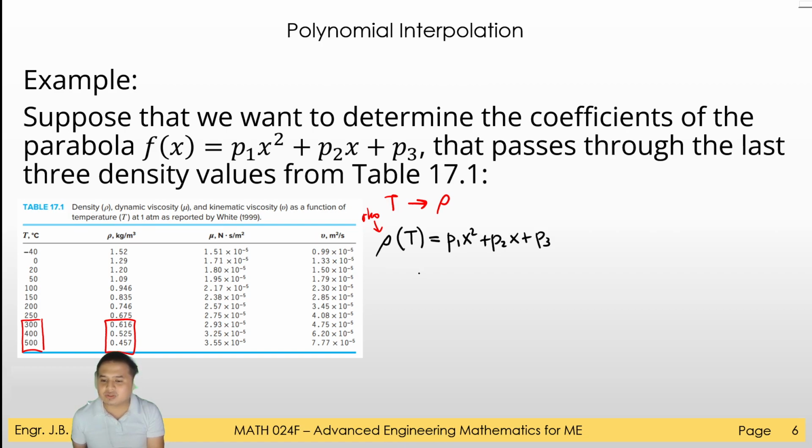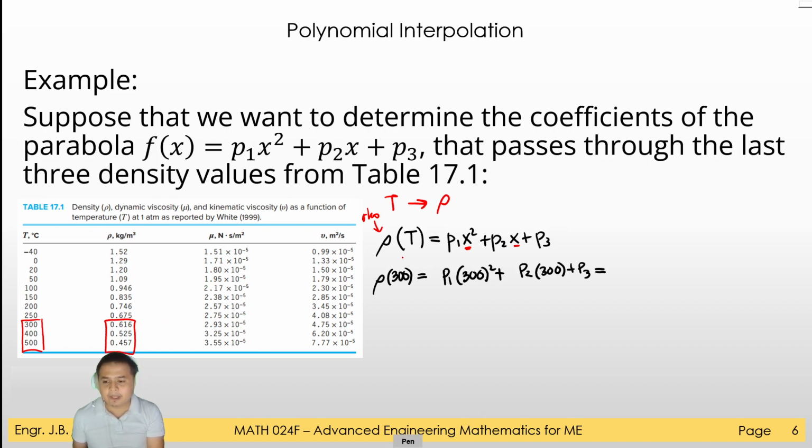So if we have this, we can just correlate this. If we input, let's say, 300, we have to input the value 300 to each of the x here. So we have p1 times 300 squared plus p2 times 300, and then plus p3, which is also equal to what? We have 0.016.